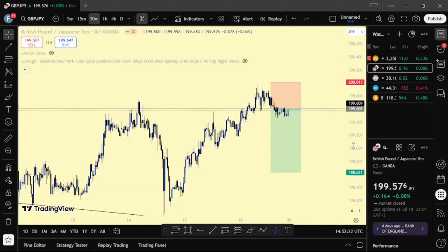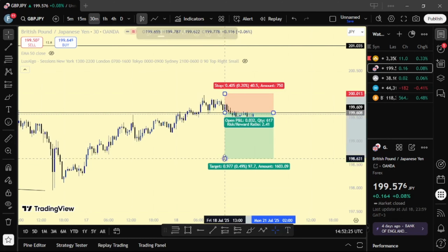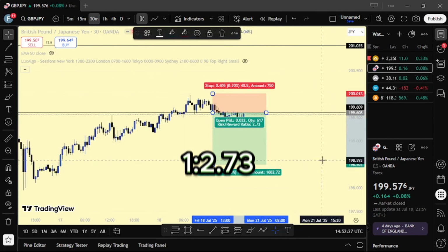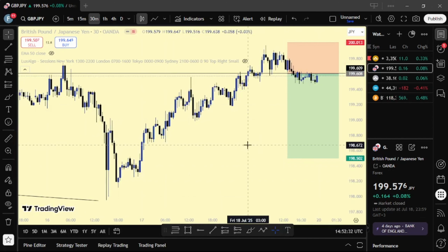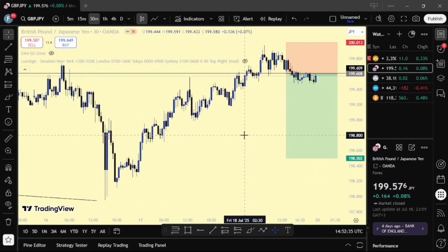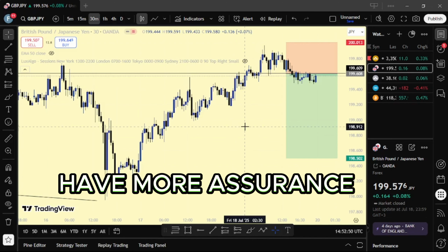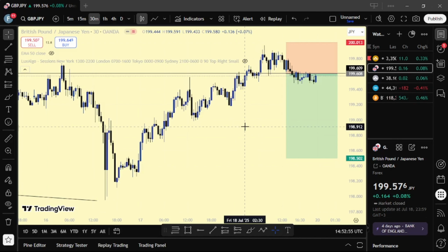And in this case, I would have even had a higher risk to reward ratio of about 1:2.73. That is a very nice trade for me. But the main lesson that I got from this trade is that if you are going to counter trend in any trade, you need to have more surety, unless you're trading in the lower time frames, but you need to have more assurance that price is going to go lower or higher, countering the trend.